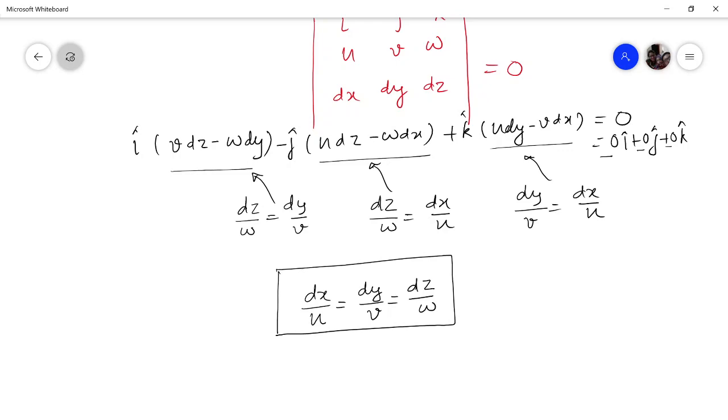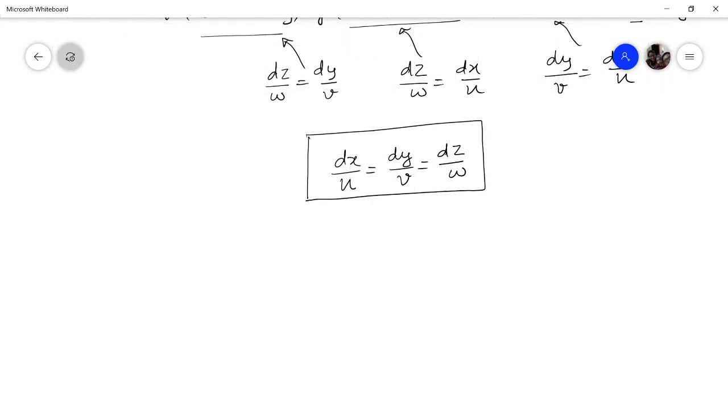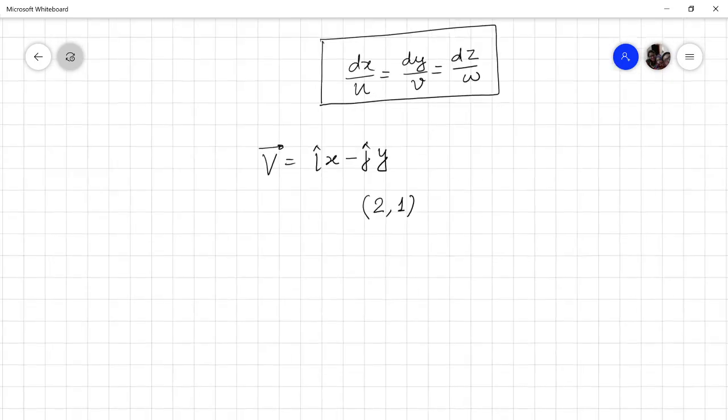Okay, now let us take one problem. Let us say I want to know the equation of a streamline if the flow field is given to me, at a specific location. Let us say my velocity field is given as ix minus jy. I am interested in the equation of the streamline at the point 2, 1. I want to know the streamline at 2, 1.